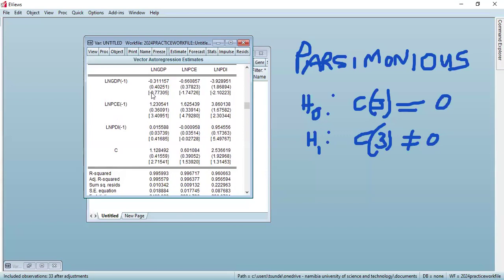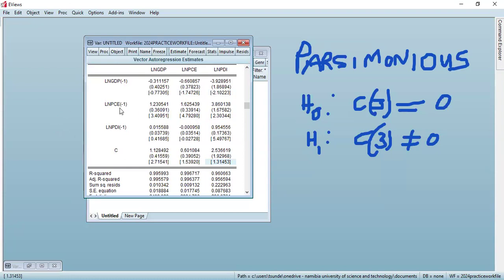Now, if you look, you can see this coefficient is insignificant. This one is significant. It's close to 2. This one is significant, this one is significant, this one is significant, this one is significant. This one is not significant, not significant, significant. This one is significant, not significant, significant. So as you can see, the majority of the parameters are now significant.